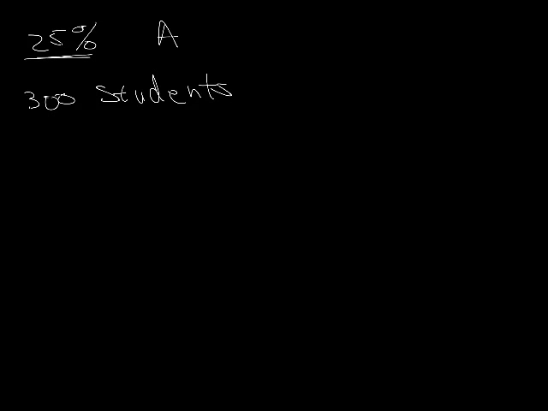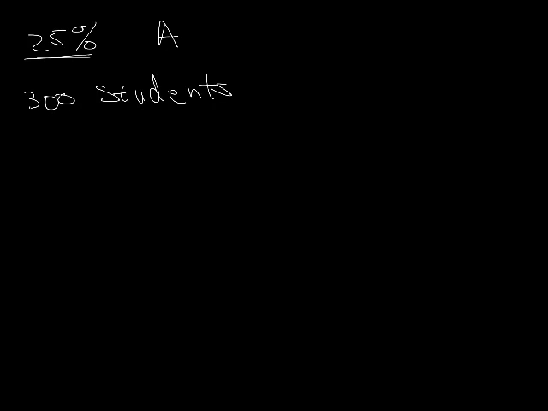In example 4, 25% of elementary algebra students get an A. And there are 300 students enrolled in algebra this year. So what does that 300 represent? That represents all of the students that are taking the class. Now, out of that 300 students, 25% get an A.